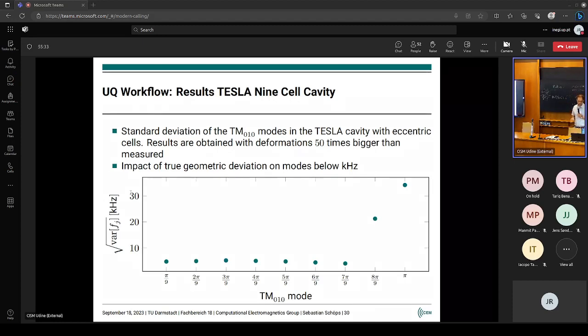Yes, what are the relevant parameters? And actually, the deviation that you would get from the deviations is even much smaller. So we actually needed to magnify these deformations by 50 times just to be able to quantify this error, because it was so small. The eigenvalue solver needed so much accuracy, but it was still good enough. I mean, we could estimate that the true variations are then only in the range of hertz eventually.